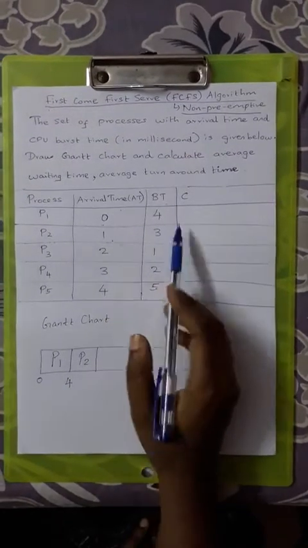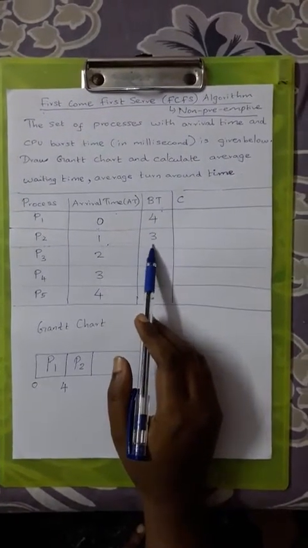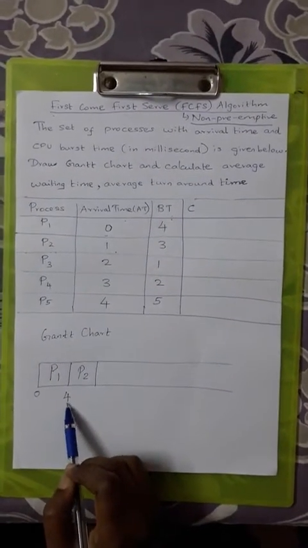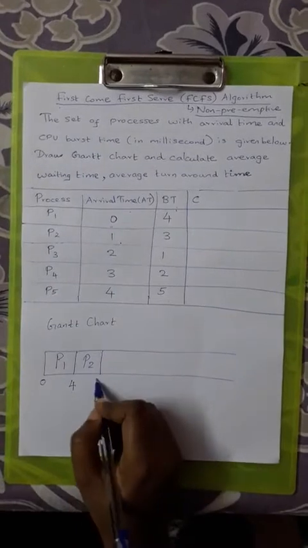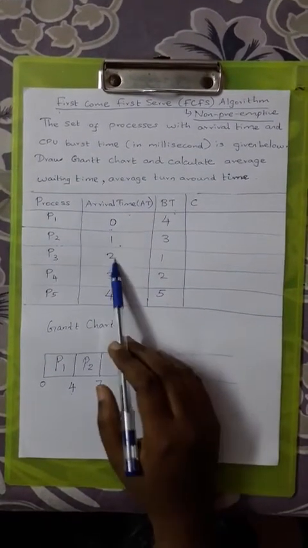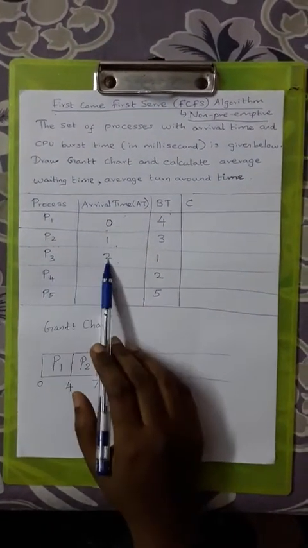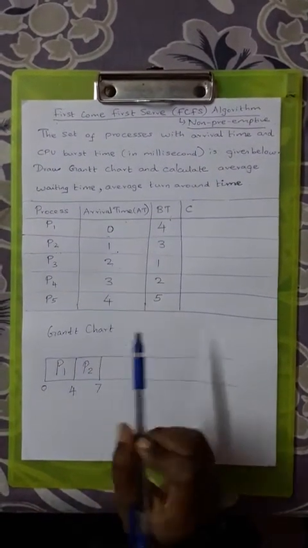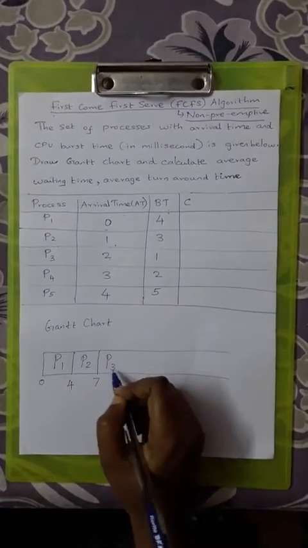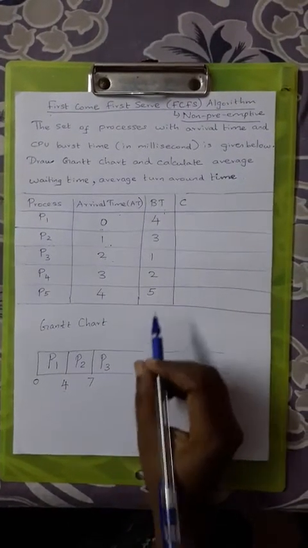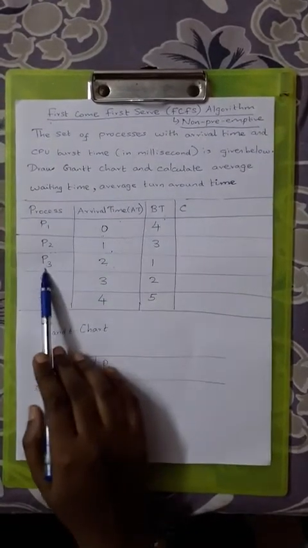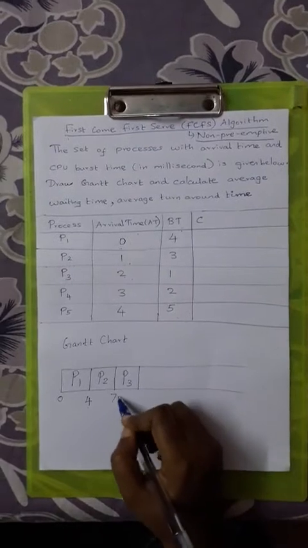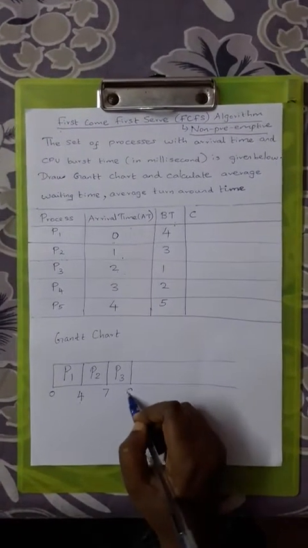So P2 has execution time, that is burst time, as 3 millisecond. So already here we are having 4 millisecond. So plus 3 millisecond means 7. Okay, next process with the minimum arrival time is P3, that is with 2 millisecond. So the process P3 will be executing. See, what is the execution time of process P3? It is 1 millisecond. So 7 plus 1 millisecond, 8.